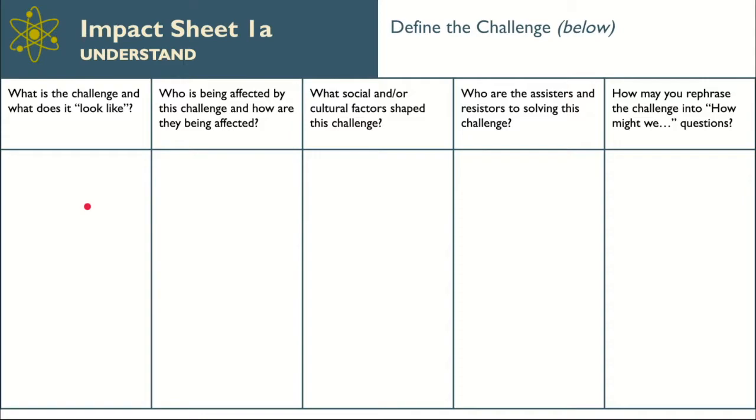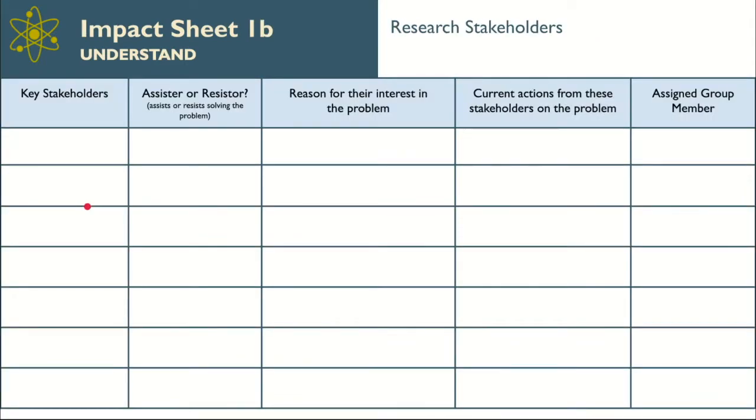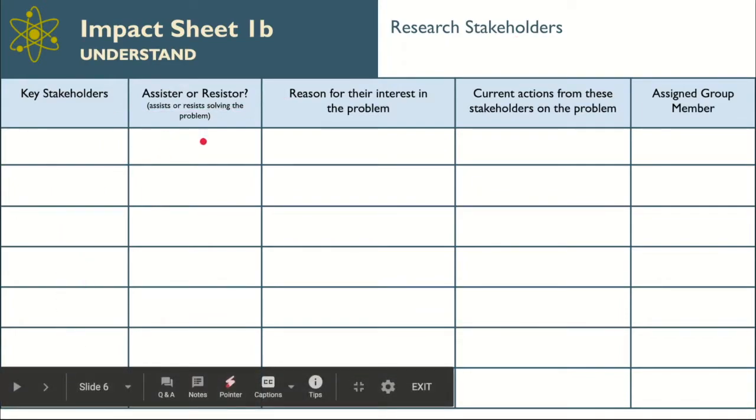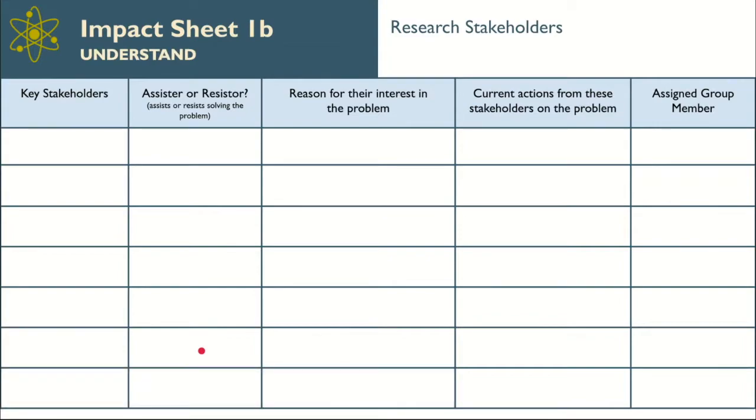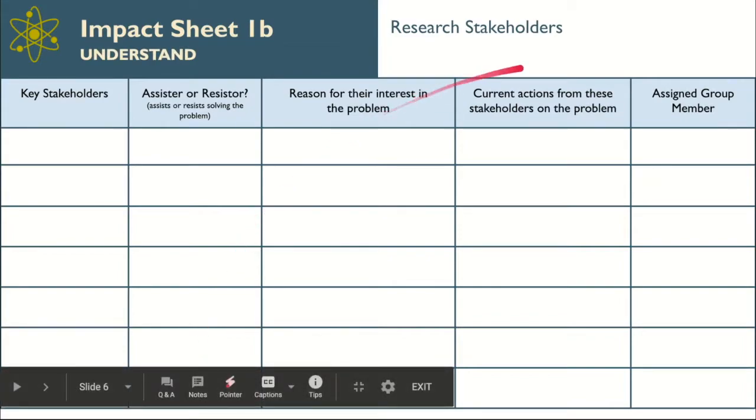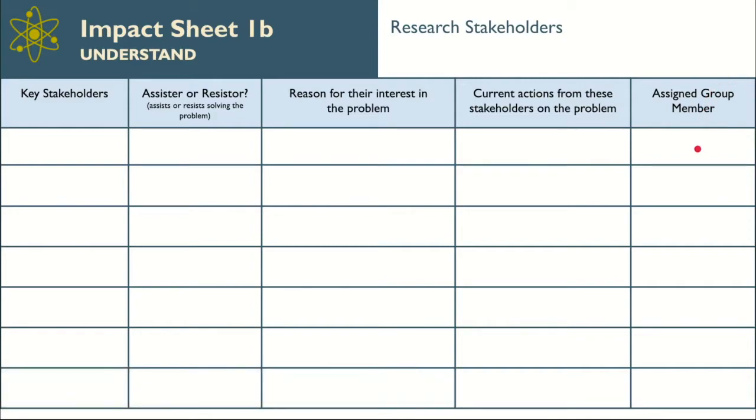So once again, we have a second worksheet for Lab 1. That's where they would be identifying the key stakeholders. They would identify whether they're assisters or resistors. They would then assign a group member to research the key stakeholders. And then this section right here would be homework. Sorry, not homework, would be classwork.